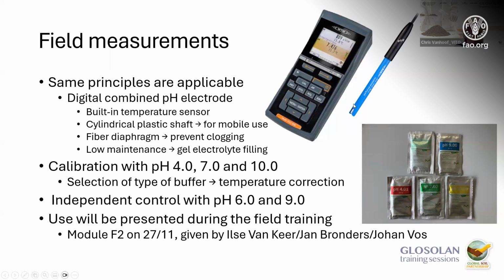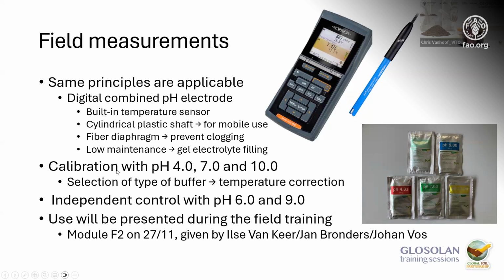You use also a proper electrode. Those are electrodes that are suitable to use in the field, so that they are robust electrodes. This one that we use in our laboratory contains also a built-in temperature sensor, and it has a fiber diaphragm. It's a nylon fiber net that they use for that, and it has also a gel electrolyte filling. It's all selected to have a practical use in the field.